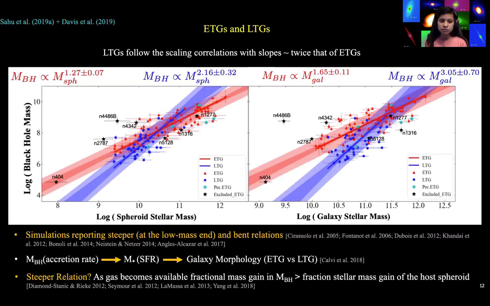Now, these two types of relations between black hole mass and the host stellar mass may be suggesting two different ways the black hole mass co-evolves with the host stellar mass, and also the steeper relations for late type galaxies might be because of the abundance of gas in the late type galaxies. Because according to some studies, the abundance of gas in a galaxy boosts the growth in the black hole mass relative to the growth in the host stellar mass. Whereas for early type galaxies, they are generally gas poor.